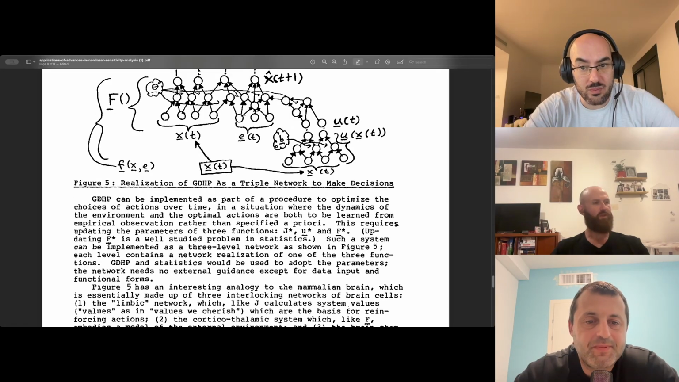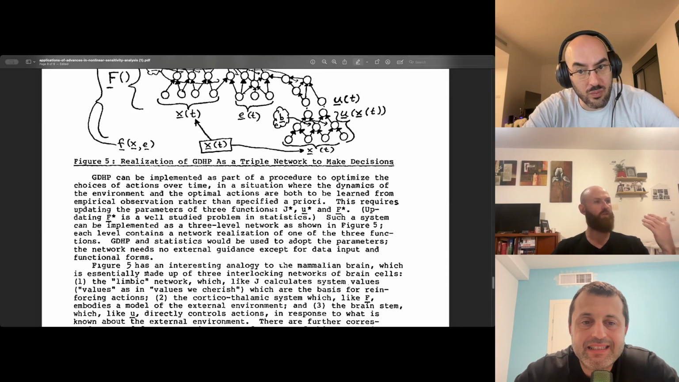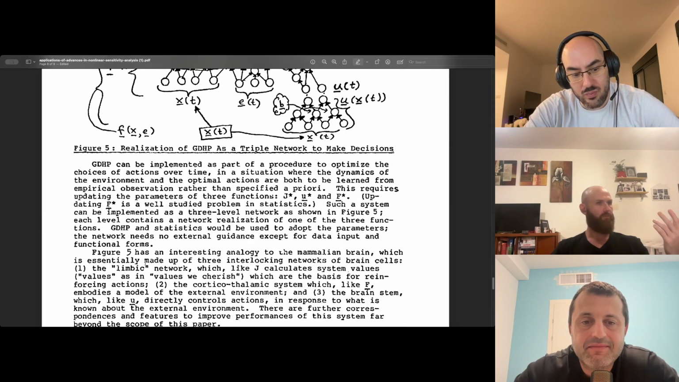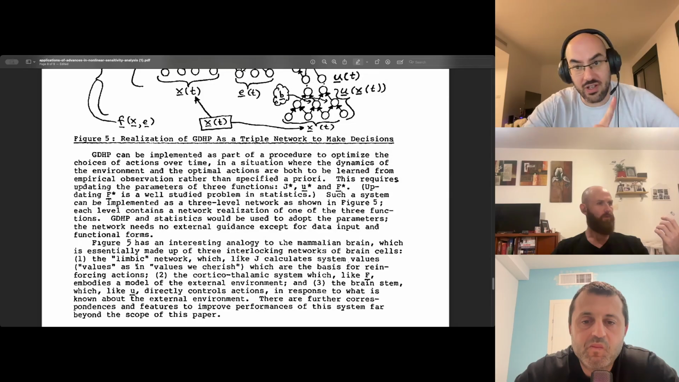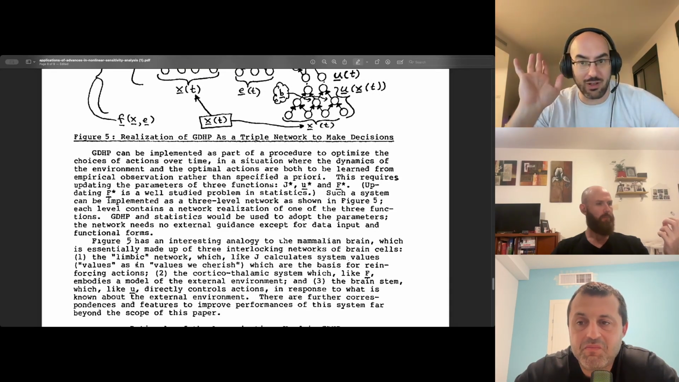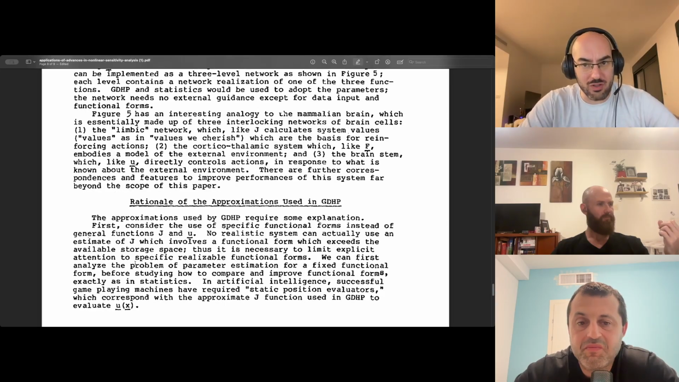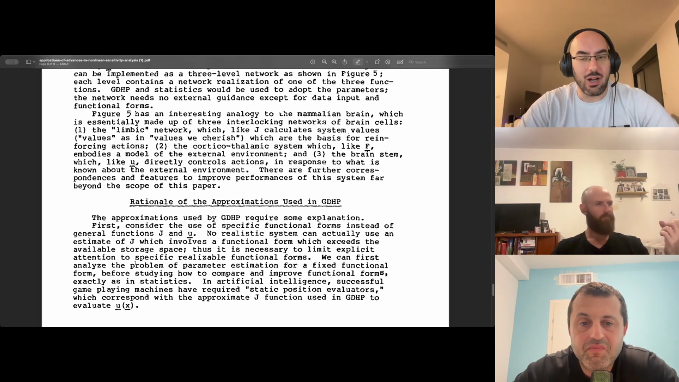And here he says this method, GDHP, can be implemented as part of a procedure to optimize the choices of actions over time. By the way, there's a caveat to that, which humanity will only find a few decades after that, right? I can find what year that was published, but let's touch on it at the end.